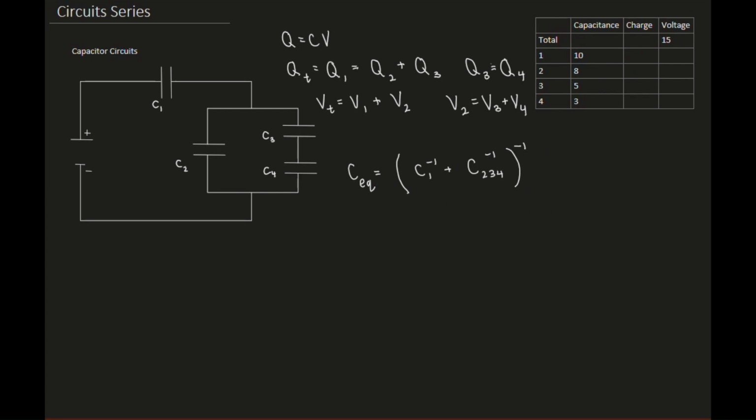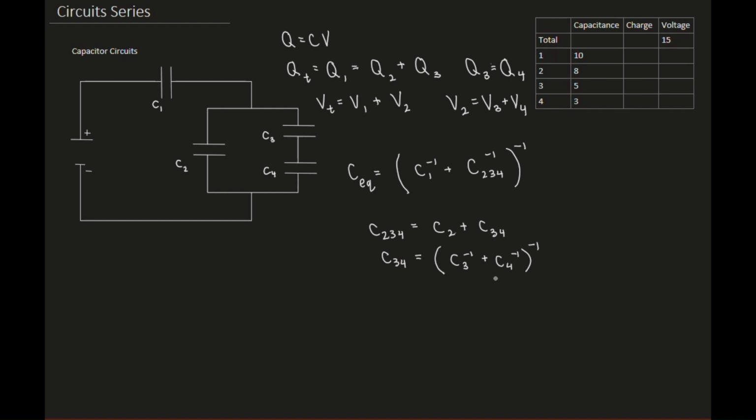Okay, so what is this C2, 3, 4? C2 is in parallel with C3, C4. So I can write this as C2, 3, 4 is equal to C2 plus C3, 4. I can then specify that C3, 4 is equal to C3 inverse plus C4 inverse, and all of that inversed, because those two are in series with each other.